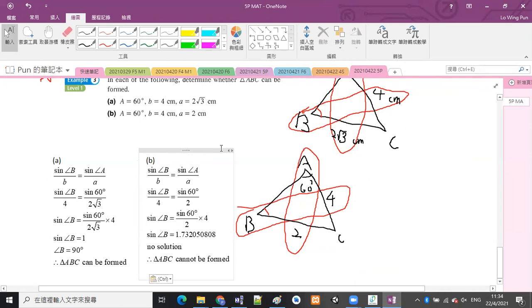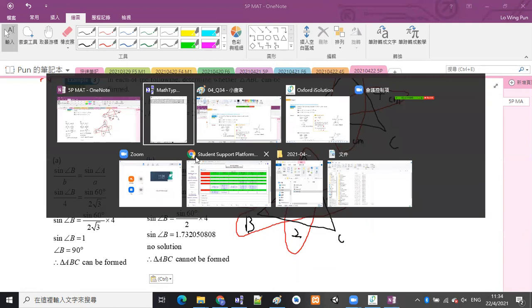Can you get the idea here? If we can find an angle under this calculation, then we can form the triangle. If we cannot find any angle under this calculation, then we cannot form a triangle, just like this. So now I would like you to do instant drill number 3. Let's do instant drill number 3. Give you 2 minutes.